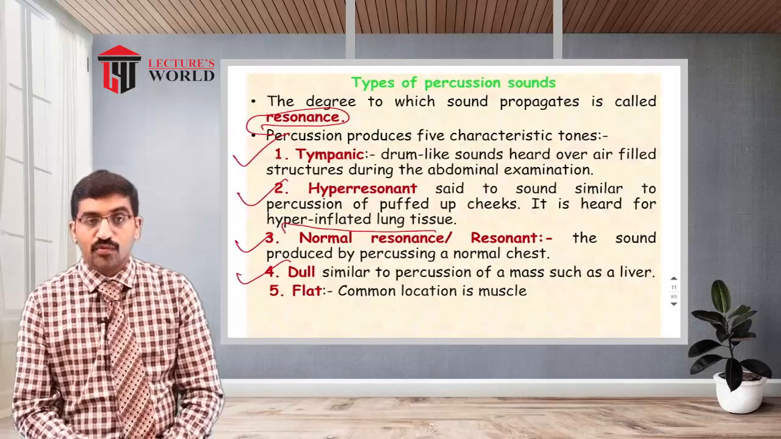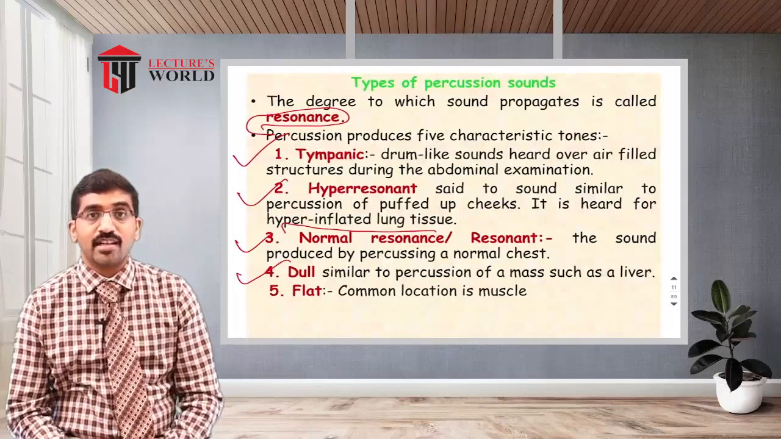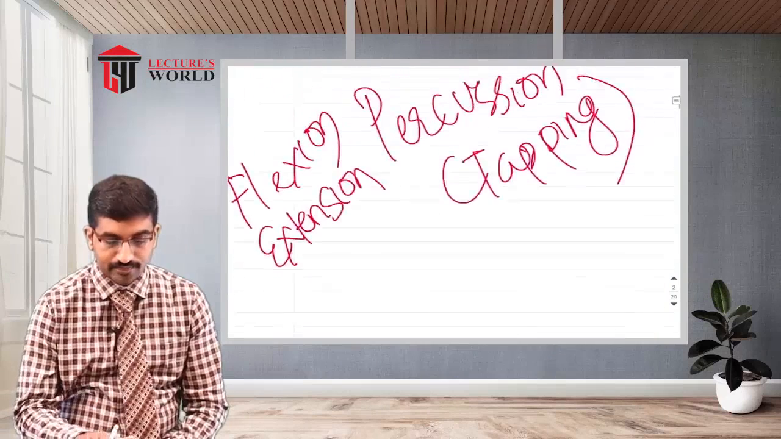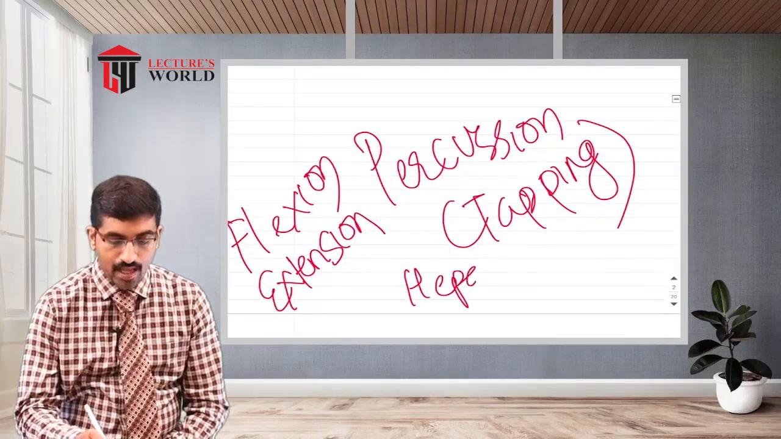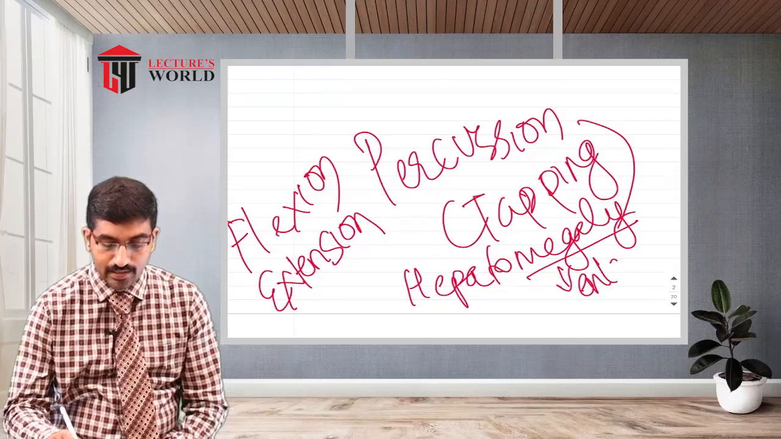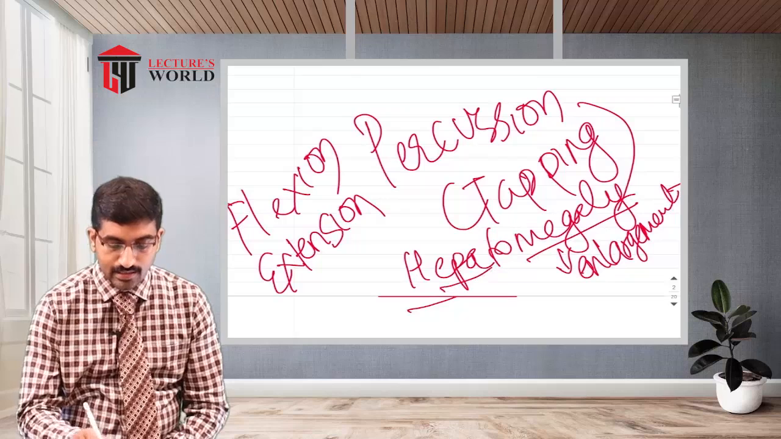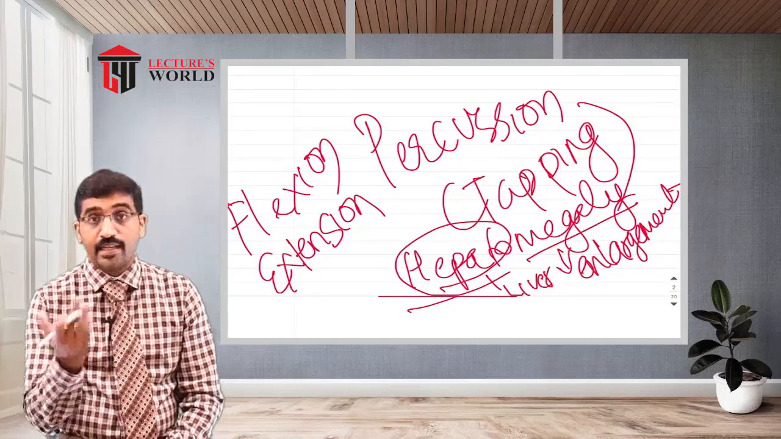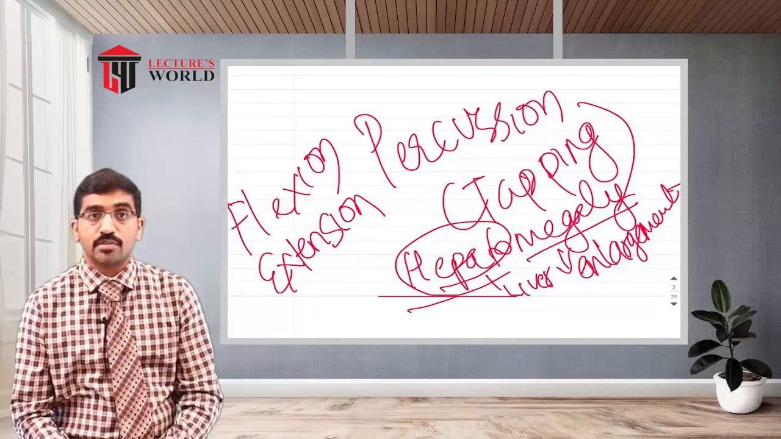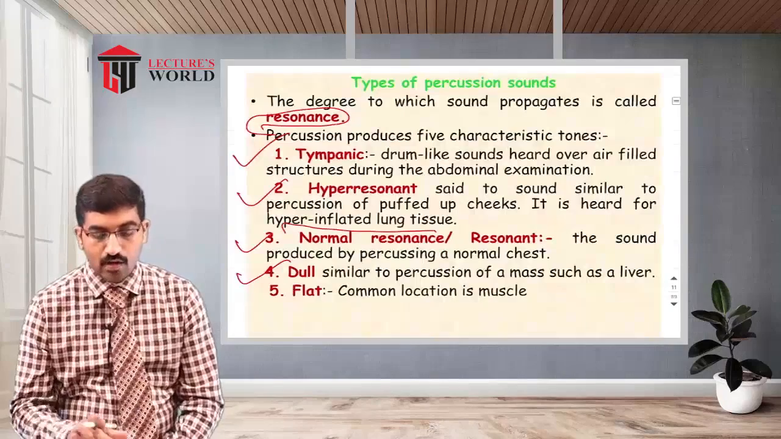Then is dull sound, which is like a liver. If the liver is enlarged, what did I tell you about enlargement of the liver? Hepatomegaly. I'll just write it for your further understanding. Hepatomegaly. Megaly means enlargement. Hepato means liver. There are many types of enlargement like spleen. If the spleen is also enlarged, this is known as splenomegaly. So like that. Okay. So that's about percussion.